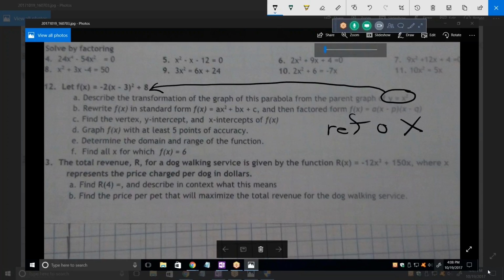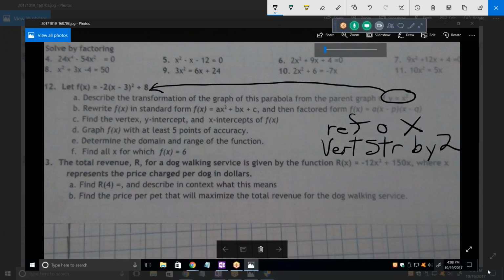Second, what's the 2 do? Vertical or horizontal? Vertical. Stretch or shrink? Stretch if that number is greater than 1, by 2. So I'm stretching everything by a factor of 2.